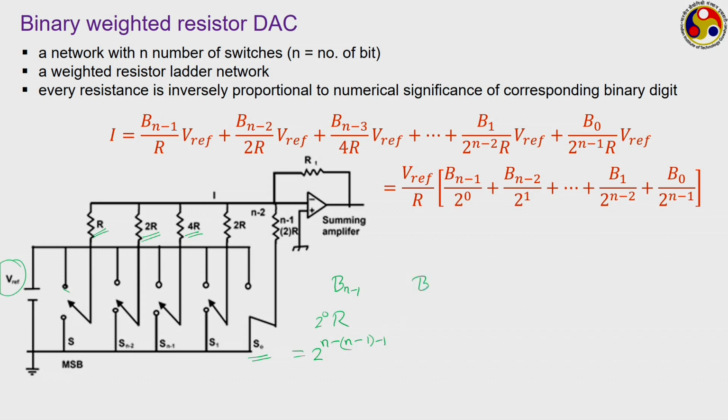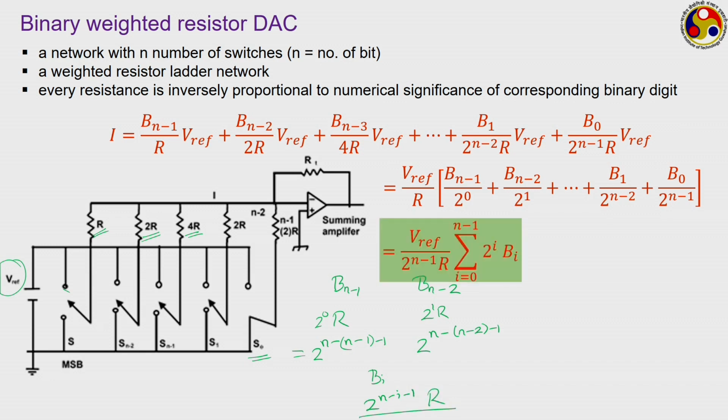Then the one for the next bit, Bn minus 2, its value is 2 to the power 1 R. Then we can write this as 2 to the power, n minus its position, n minus 2, R minus 1. So, for the one in the ith position, what should we write? The corresponding resistor should be 2 to the power n minus i minus 1 into R. This should be the corresponding resistor.